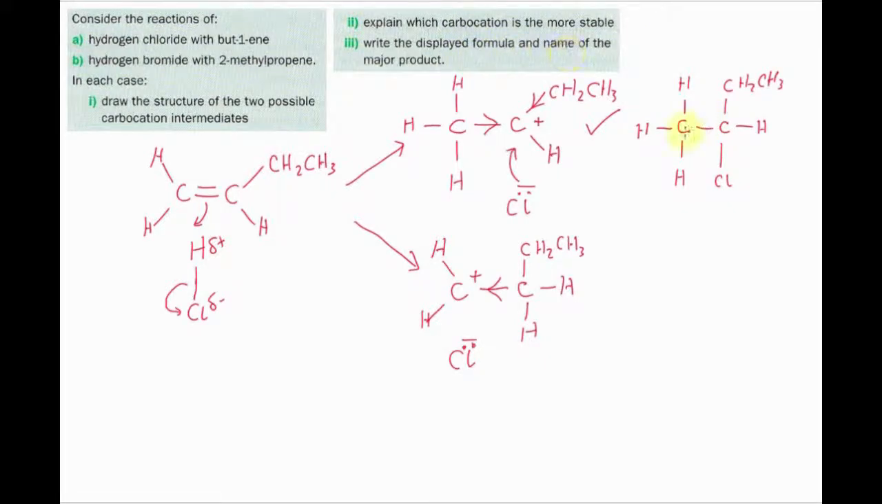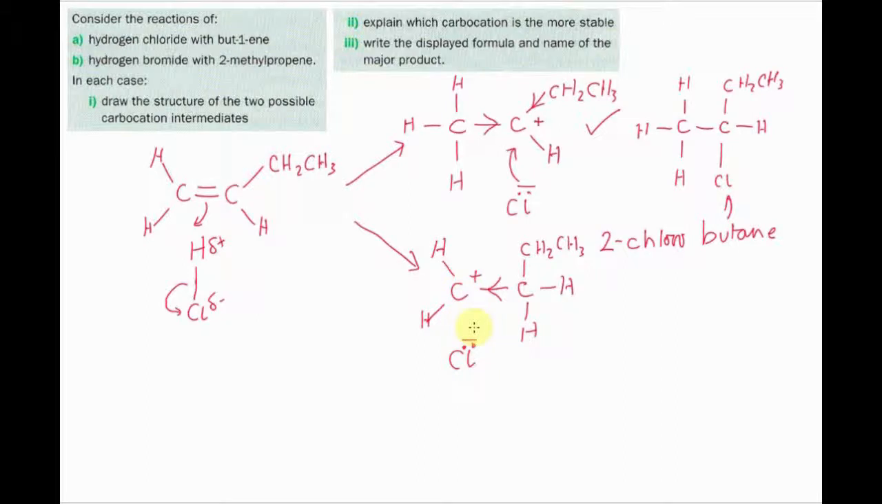Write the displayed formula and name the major product. Right, here we go then. So we've got 1, 2, 3, 4 carbons in the chain. So it's some kind of butane. There's no double bond there, so it's a halogenoalkane. And the chlorine is on position 2. So what we'd say is it's 2-chlorobutane is the major product. And the minor product would be 1-chlorobutane, because it would add on to this point.